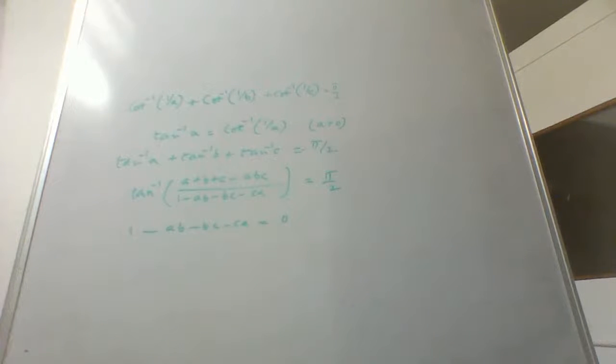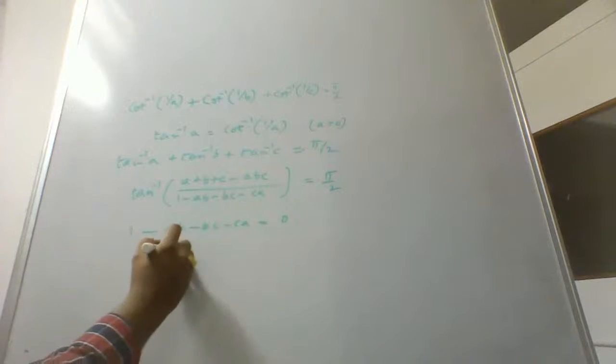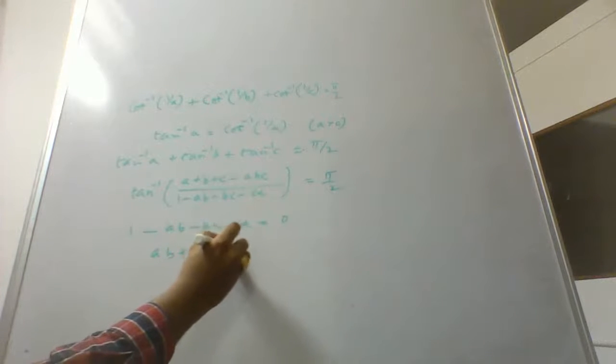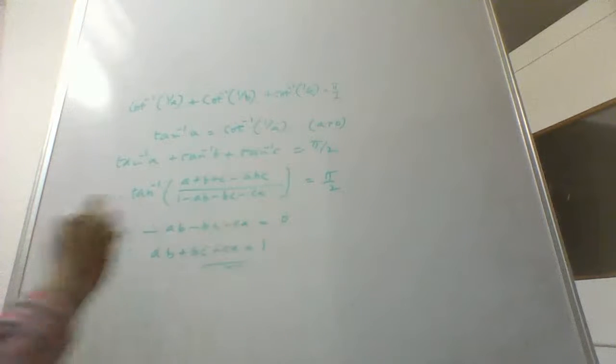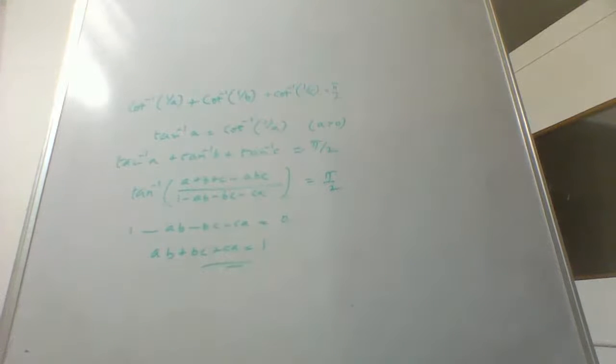Fine. Now, which is equal to AB plus BC plus CA, is equal to 1. So this is the solution. Let me move on to the next problem. Okay.